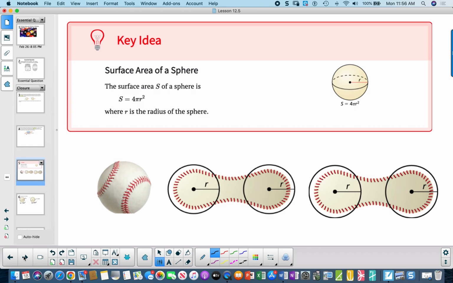The surface area of a sphere is not going to be proved, but the formula suggests this idea. The surface area is 4 pi r squared. And so it suggests that the surface area of a sphere is really 4 circles. If you think about a baseball, that kind of makes sense, because the skin really contributes about 4 circles to make the skin of the baseball.